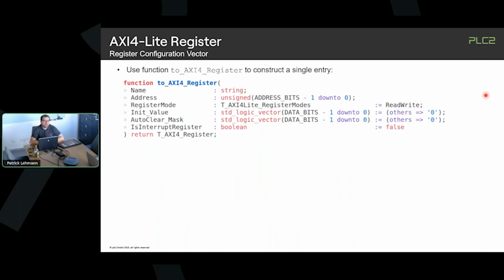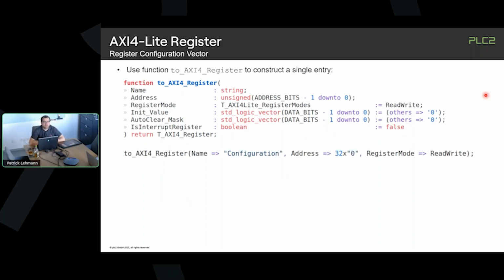When it comes to using it, instead of assembling the record yourself, we have a helper function called to_AXI4_Register, where you hand over the parameters, and internally it's then filling out the record data structure for you. Also takes care of some default values if you're not using a certain feature.